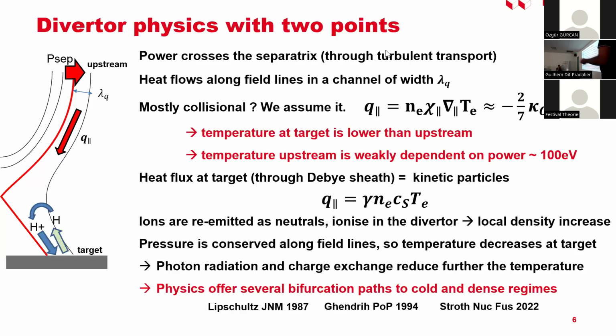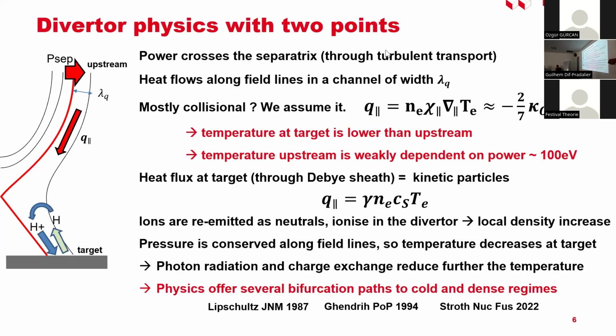And if you do the math, you find it reduces to a simple expression, a function of the gradient of the temperature to the power 7/2. The density has disappeared here because of this expression. So to carry this parallel power to the target, you need the temperature gradient. So the temperature is lower at the target than upstream, naturally.